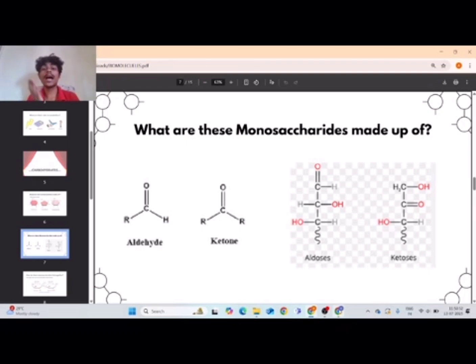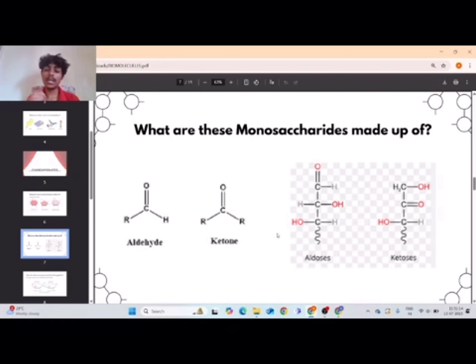Along with that, the hydroxyl groups present in these molecules change their name, as they are further known as polyhydroxyaldehydes or polyhydroxyketones. Apart from that, there are also different factors that distinguish these monosaccharide units.